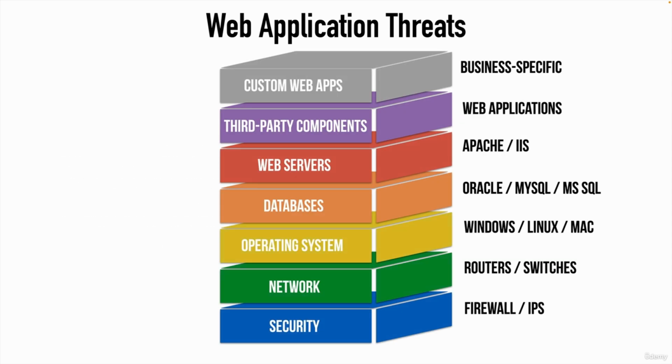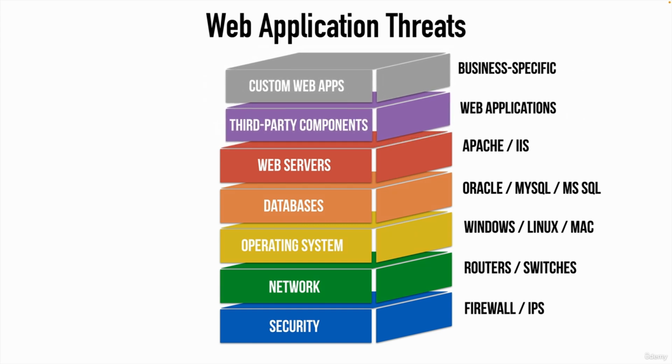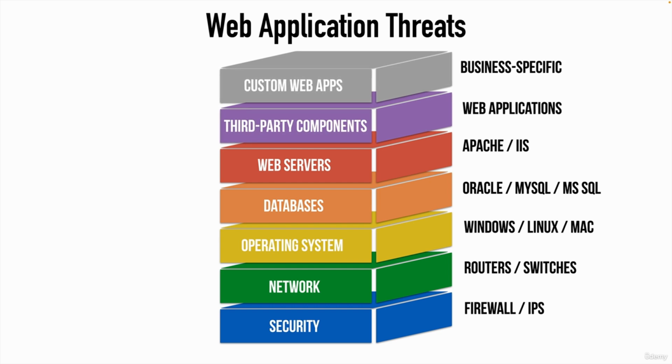To understand our threats, let's revisit the vulnerability stack that we previously looked at. Notice our custom and third-party web applications at the top of this stack. As we've mentioned, it's fairly easy to defend against those lower levels. We can implement things like firewalls and IPS. We can have good security features on our routers and switches.